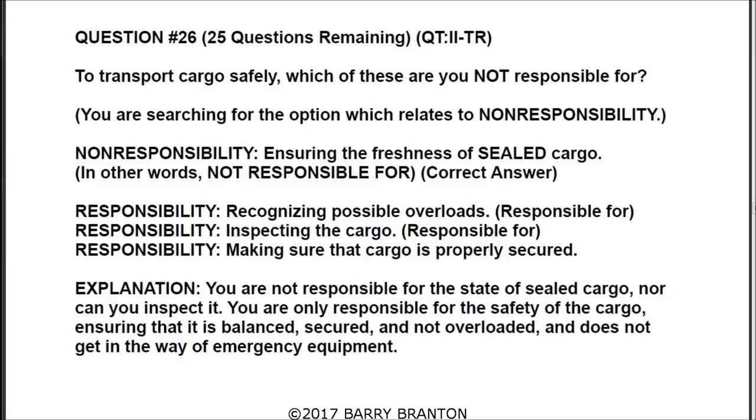So, to analyze this question, you need to find out what you're not responsible for. Your options are, what you would say you're responsible for is recognizing possible overloads, inspecting the cargo, and making sure the cargo is properly secured. So you're not responsible for the state of sealed cargo, nor can you inspect it. You are only responsible for the safety of the cargo, ensuring that it is balanced, secured, and not overloaded, and does not get in the way of emergency equipment.